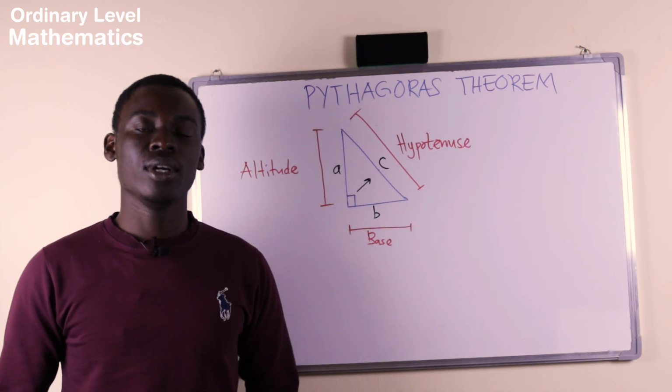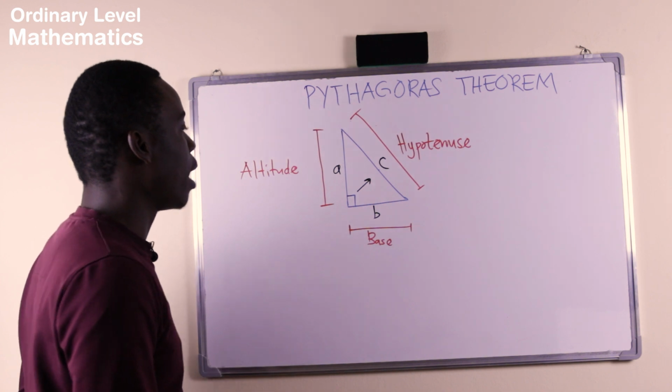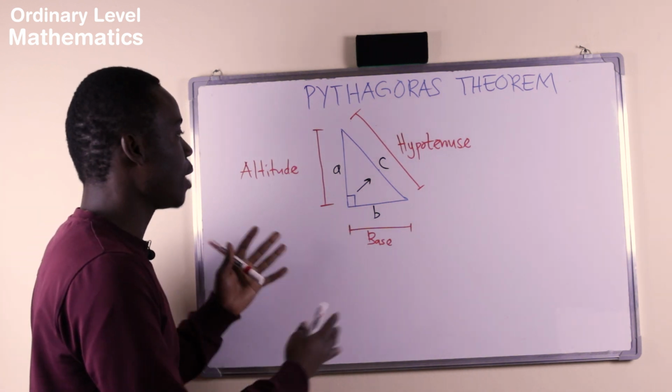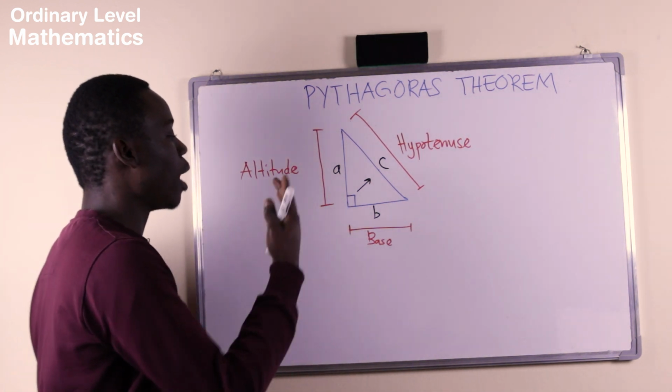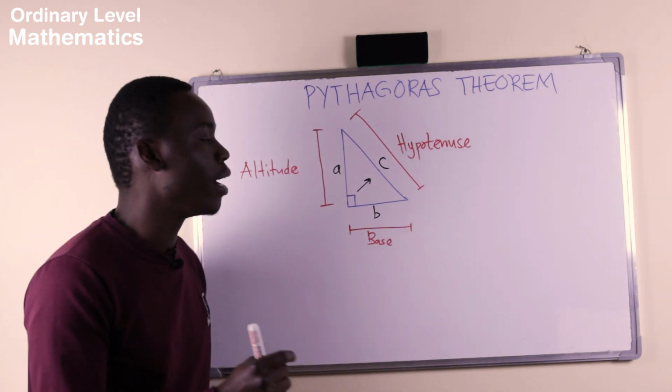Welcome to another video. In this video, I'm going to teach you about the right angle triangle. Now, looking at the right angle triangle that we have, we've got different sides of the right angle triangle. We've got the hypotenuse, we've got the base and the altitude. How then do you identify each side?